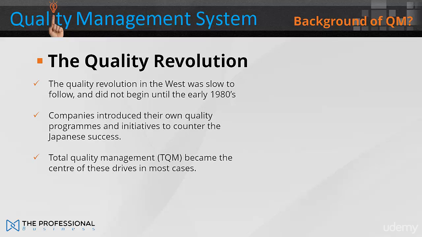The quality revolution in the West was slow to follow and did not begin until the early 1980s, when companies introduced their own quality programs and initiatives to counter the Japanese success. Total quality management, TQM, became the center for these drives in most cases.